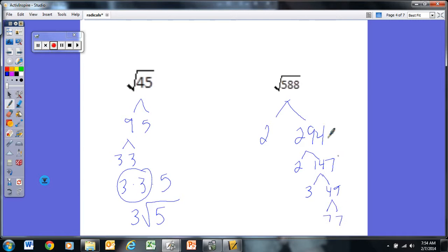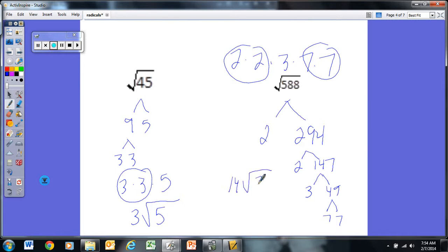So the prime factorization of this big nasty thing, you have to look at the bottom of all of your branches. So it's 2 times 2 times 3 times 7 times 7. What do I have doubles of? I have double 2 and double 7. So I take out a 2 and a 7. I put 14 on the outside. What's left over is root 3.